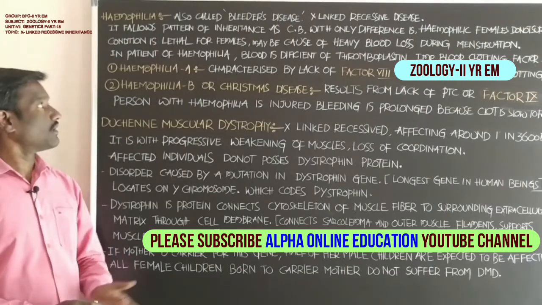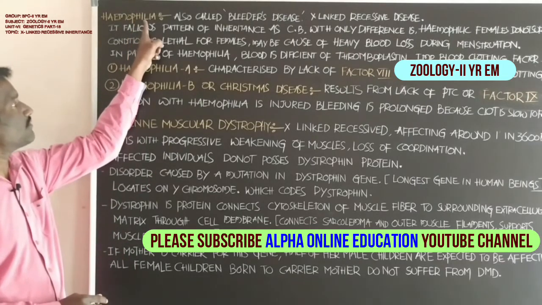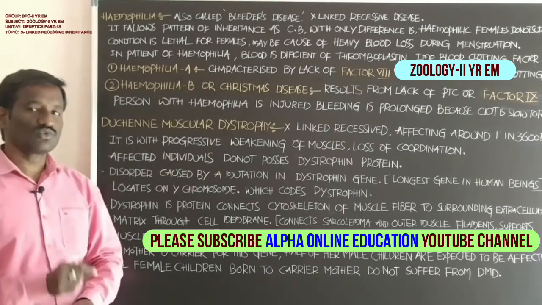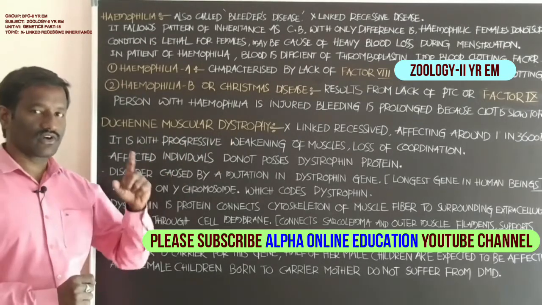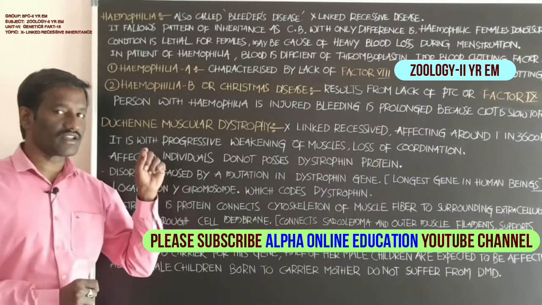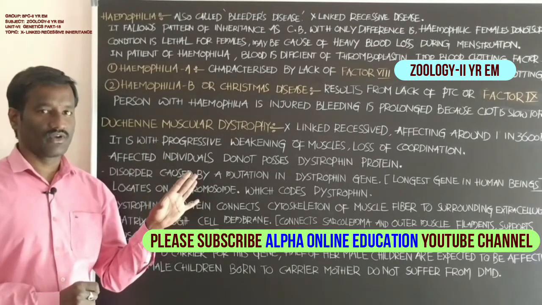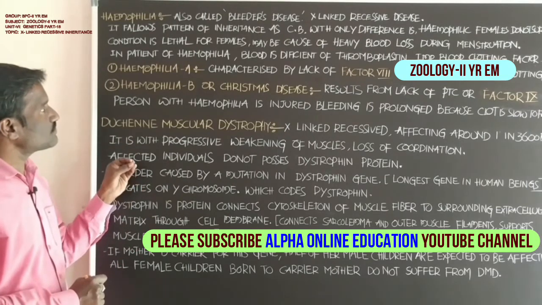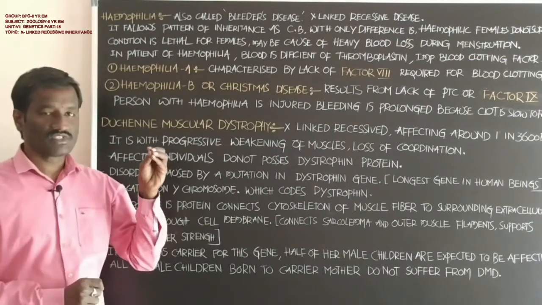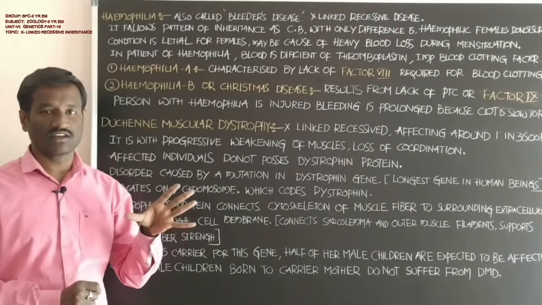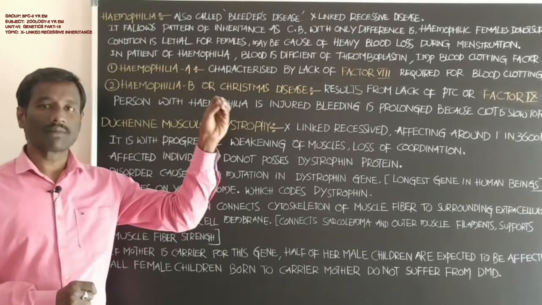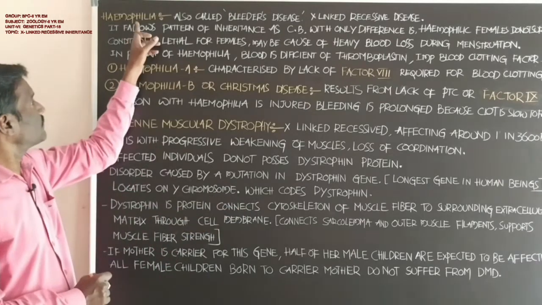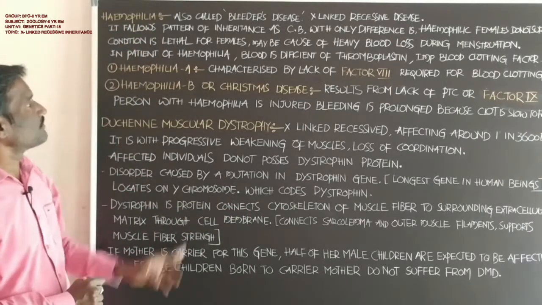Students, now we will discuss hemophilia and Duchenne muscular dystrophy. These two disorders are also examples of X-linked recessive inheritance. These disorders show the same pattern of inheritance as color blindness. Okay, students, first, what about hemophilia?